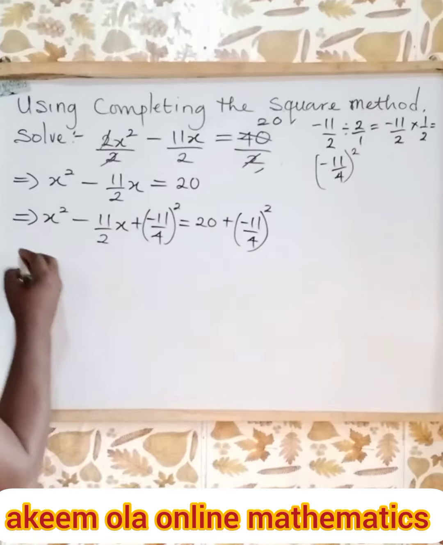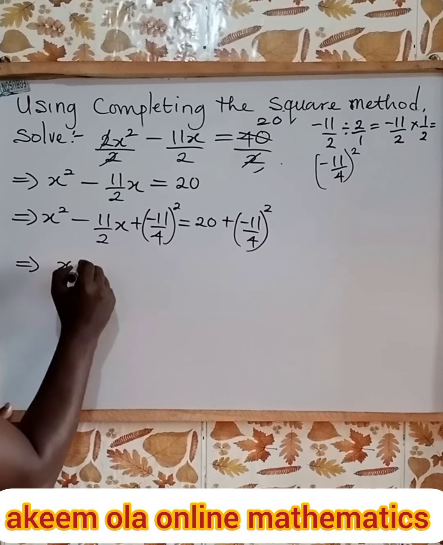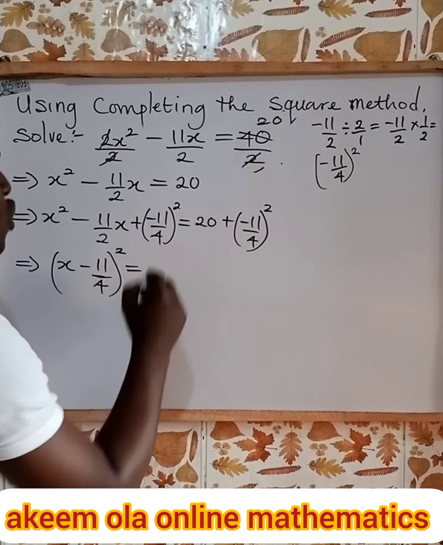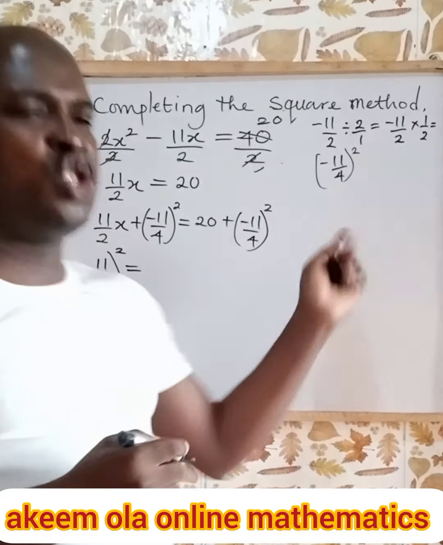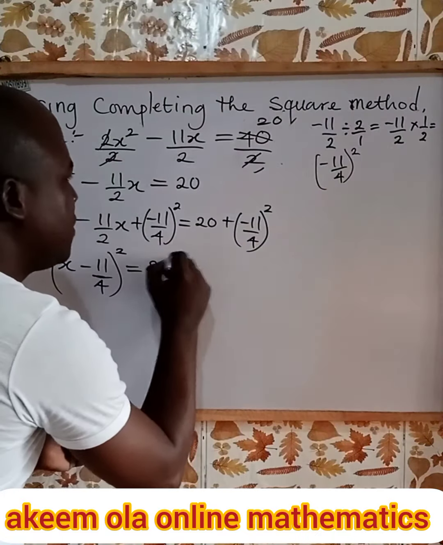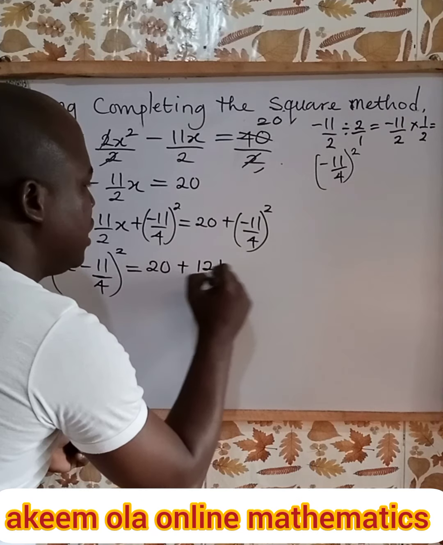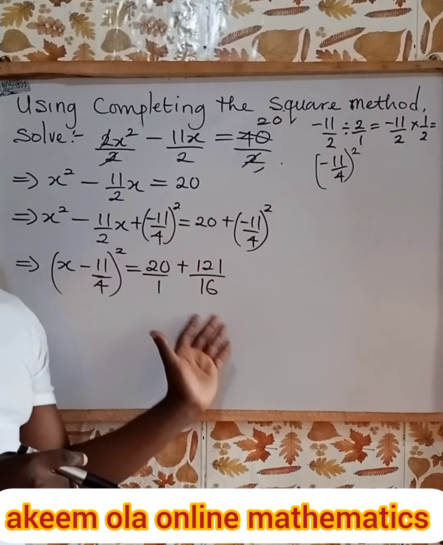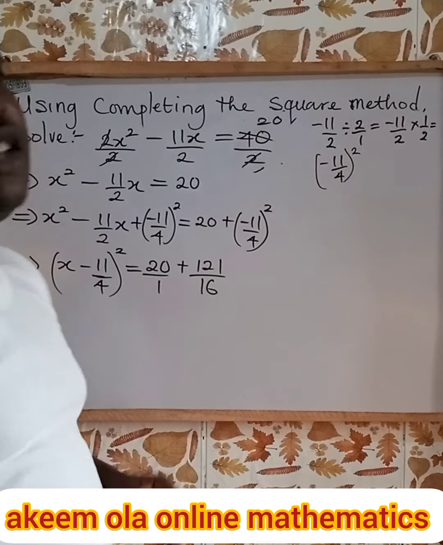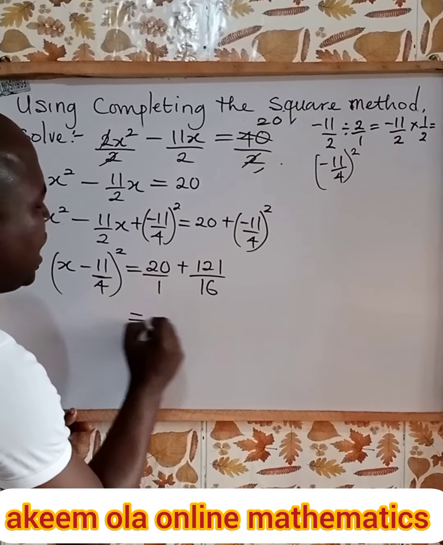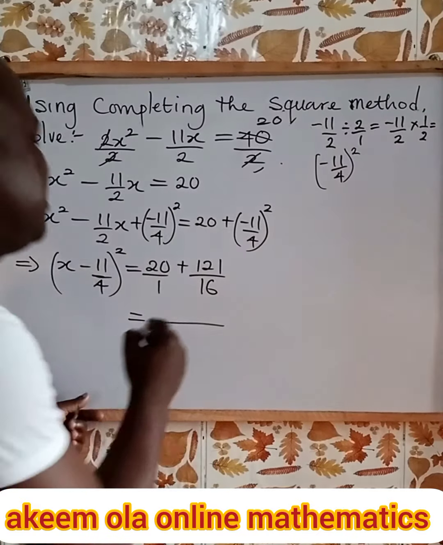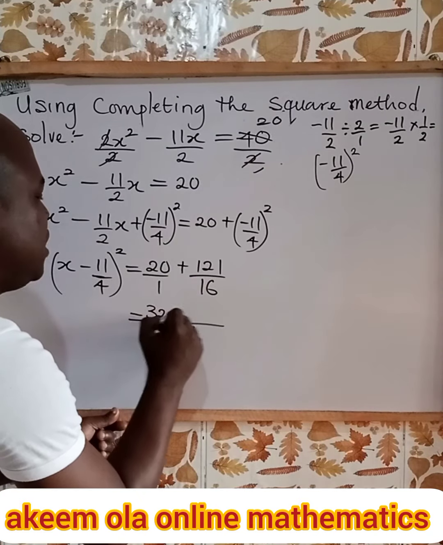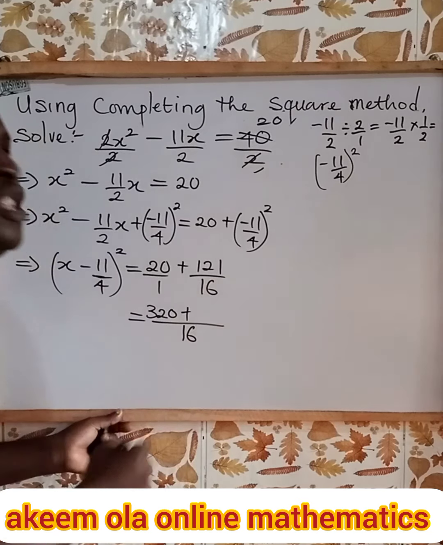If you do so, you will have x minus 11 all over 4 squared is equal to, then we simplify this side of the equation. You have 20 plus 121 all over 16. For now, we ignore the left side and try to get a single answer for the right hand side of the equation. You find the LCM. The LCM of 1 and 16 is 16. 1 in 16 is 16. 16 times 20 is 320. You have 320 plus 16 in 16 is 1, times 121.